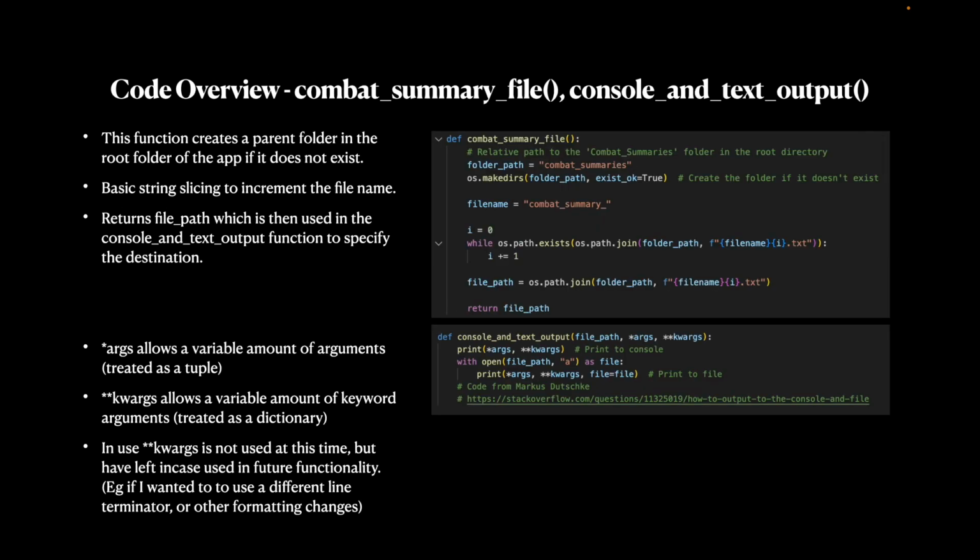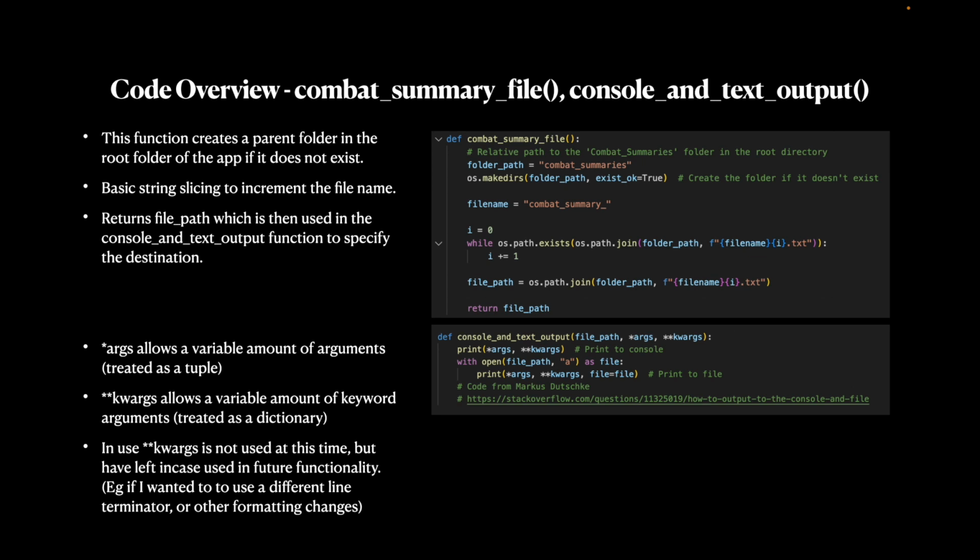Discussing the final two functions I'd like to touch on here, which are the combat summary file and the console and text output functions. Firstly, with the combat summary file, this function creates a parent folder in the root folder of the application if it doesn't exist, and then just using some basic string slicing, it will increment that file name per file.